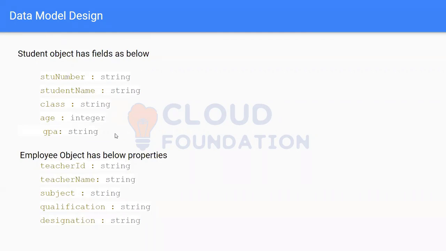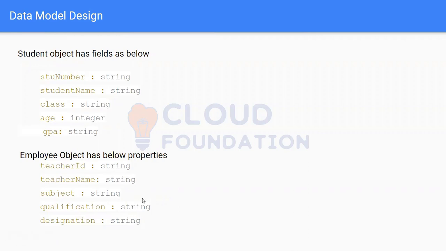What are the different fields of a student? In this example, I take that a student has a unique student number, a name, the class in which he's studying, and student age or date of birth or GPA, something like these parameters. It depends upon the requirement, right? And for the employee also, employee ID, employee name. In a school, a teacher is the primary employee. So teacher ID, teacher name, subject, which subject the teacher teaches, teacher qualification, and teacher designation, like senior teacher or something like that. So these are the different properties of the teacher.